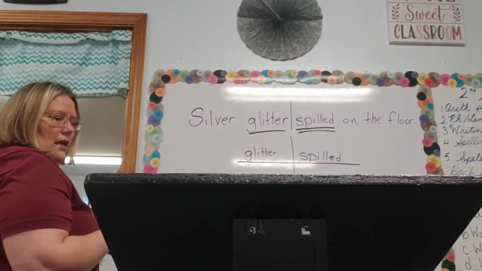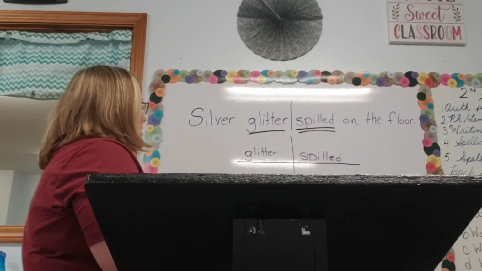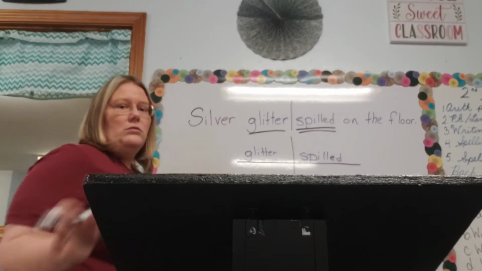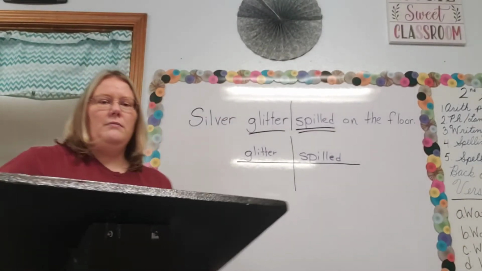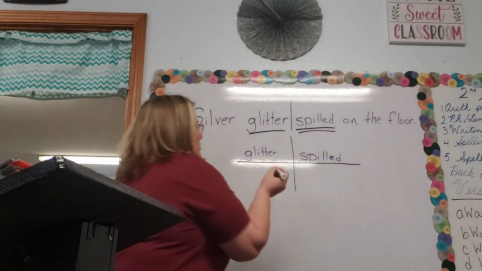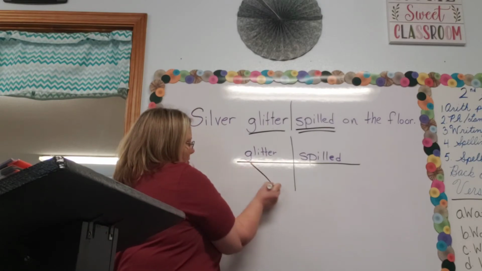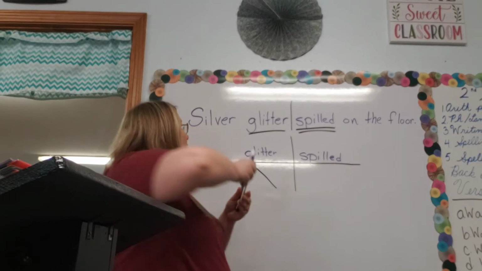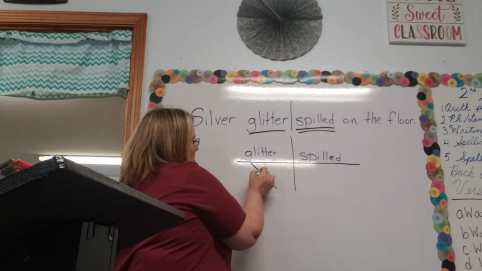So we're going to add, where do we put the adjective? Well, the adjective is describing the subject. So let me move this so you can see. Okay, all you do is draw a slant line down here. The word that describes our noun is silver. So I'm going to write silver on this line.